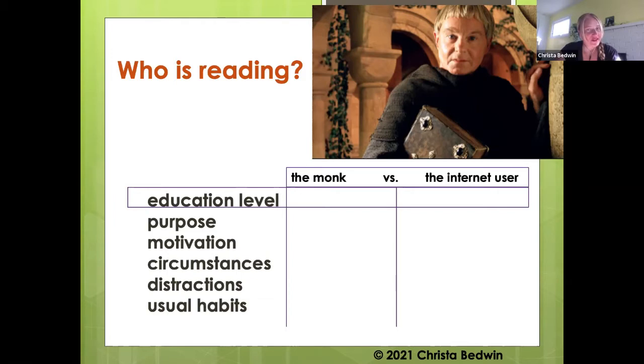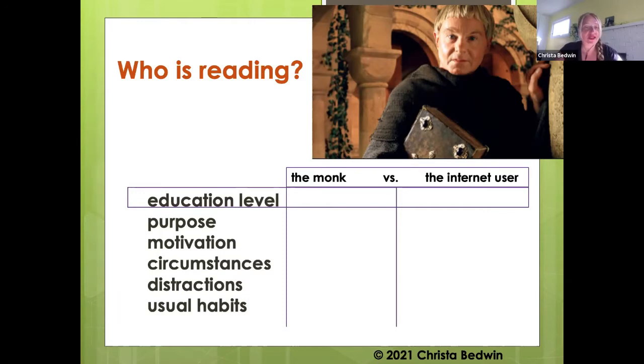The internet user, if you did this exercise, you probably realize you don't know. You don't know the education level. You don't know really their purpose. You hope they come to your web page for a certain purpose, but you don't really know. Maybe they're coming to your web page to try to steal your brain power, or, I don't know, maybe they're motivated by something else. You don't know why they're coming.